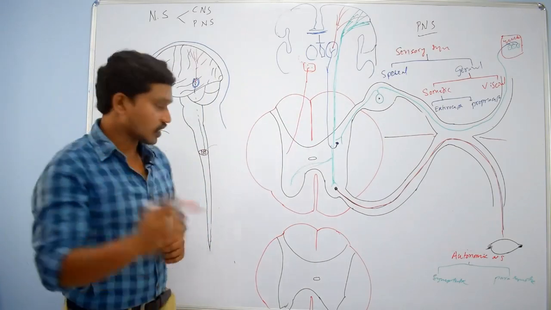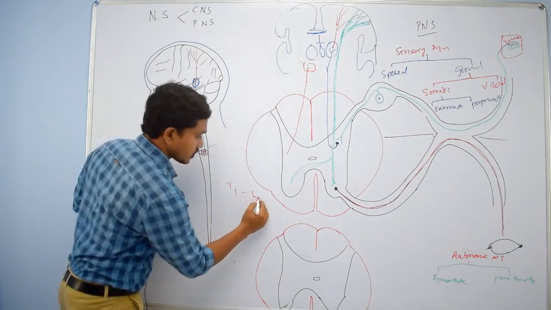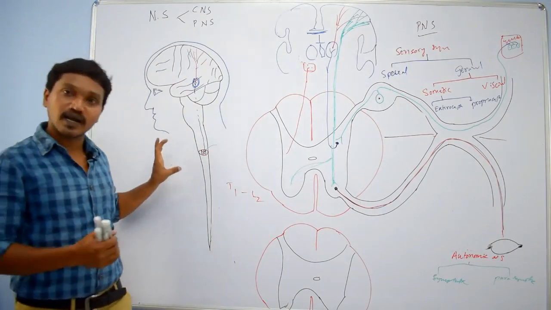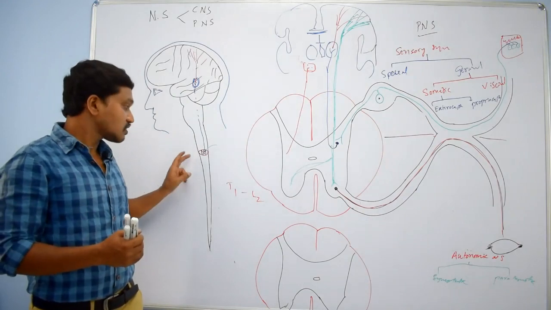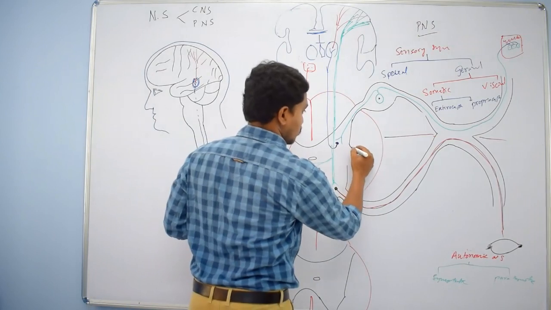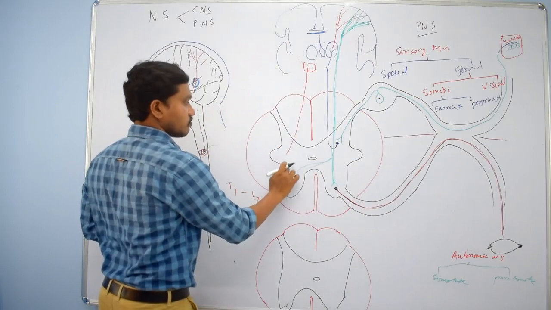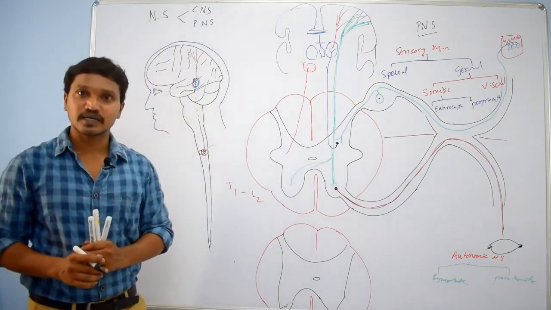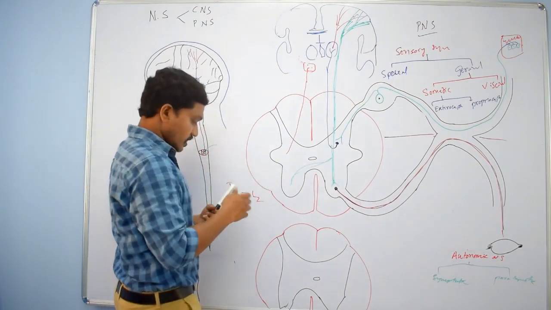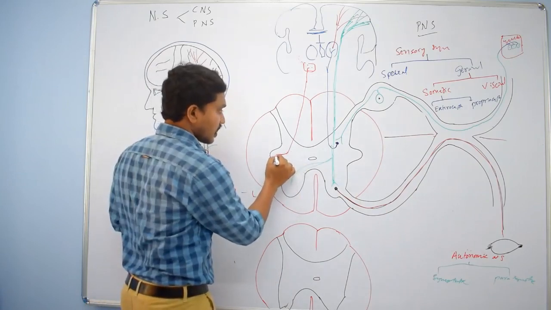lateral horns of thoracic 1 to L2, that means lumbar 2. That means only at that particular region, from T1 to L2, we can form one more extra horn. This horn we call the lateral horn. Just imagine this is the section of a thoracic segment of spinal cord. Clear? So this information will terminate in the lateral horn cells.